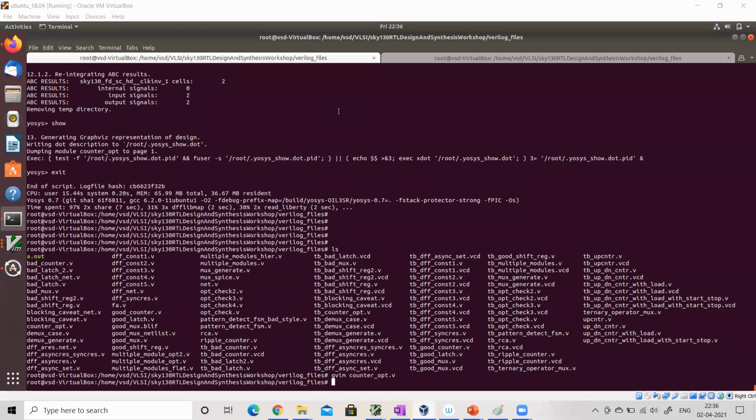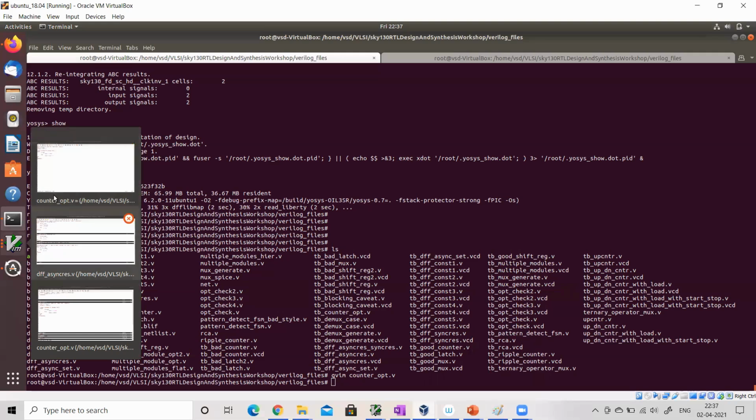We were looking at combinational logic optimization and sequential logic optimization in the previous session. So there's one more interesting optimization that happens during synthesis, called unused output optimization. We will see what we mean by that.